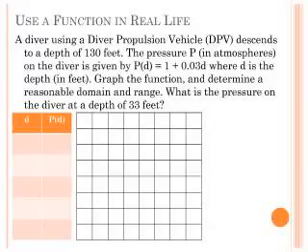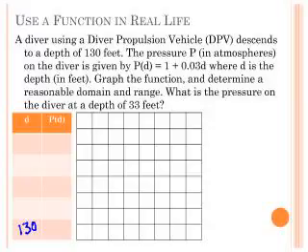Alright, so solving this problem, we like to make sure that we know every bit of information before we fully get started, so we need to read carefully. A diver using a propulsion vehicle descends to a depth of 130 feet. So the deepest that he'll go is 130 feet. So I know that the last one that I want to try in the table is going to be 130 feet, because that's as deep as he's going to go.